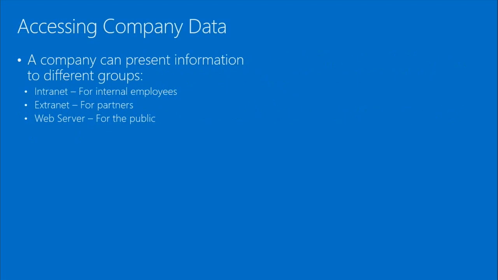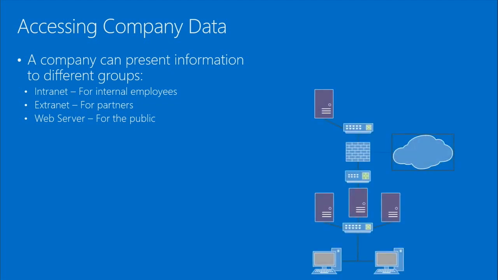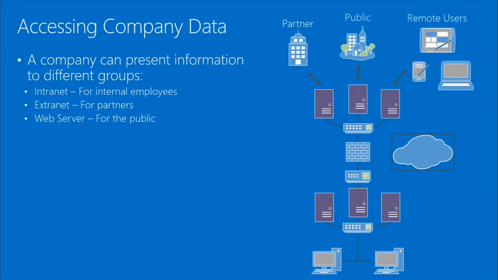To access company data, there are a couple of different methods. One is the intranet for internal employees. Second is the extranet for partners. And the third is web servers for the general public. So basically we have the different versions here. There's partner, there's public, and there's remote users. Partners would use the extranet. The public might use web services. And remote users might use an intranet.